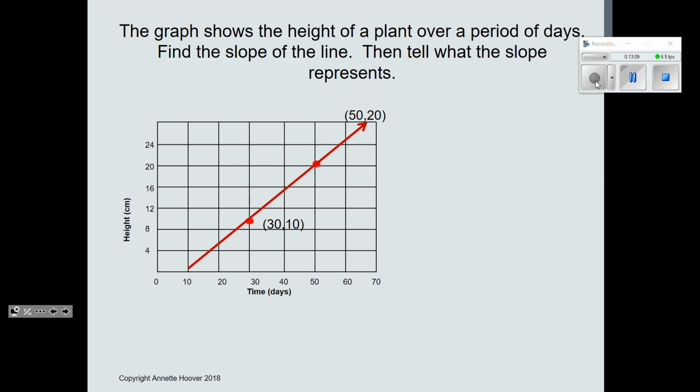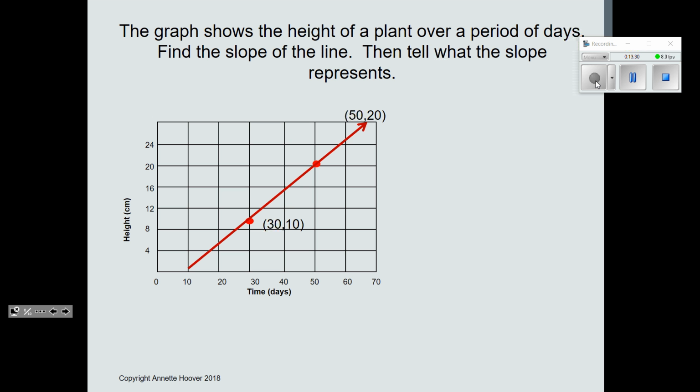Okay, let's look at this one. A graph shows the height of a plant over a period of days. Find the slope of the line. So here again is the passage of time on the x-axis or the domain, and on the y-axis we have the height of the flower. This is a positive slope, so it's going uphill. So that immediately tells us that this plant is growing and getting taller.